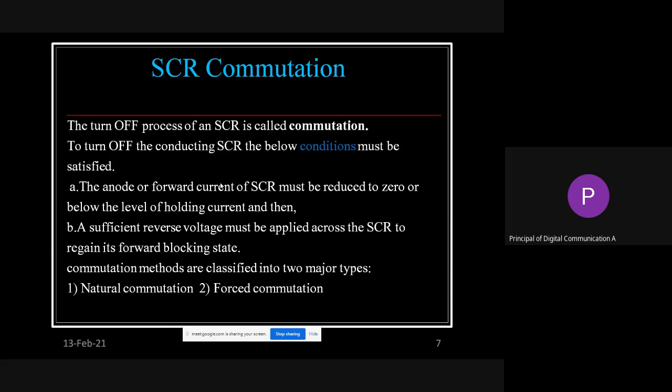So the first question arises, what is this commutation? On methods we have seen how to make the SCR on. In the same way, how do we now make the SCR off? For that they have used a different word, that is nothing but commutation. The first line is also written over here, that the turn off process of an SCR is called commutation. मग हे कम्युटेशन म्हणजे SCR किती प्रकारे ऑफ करता येतो.